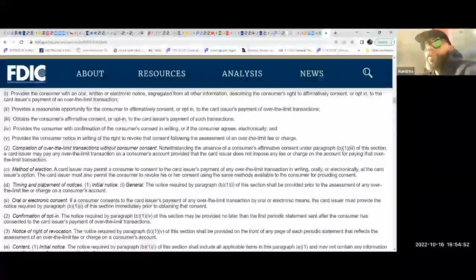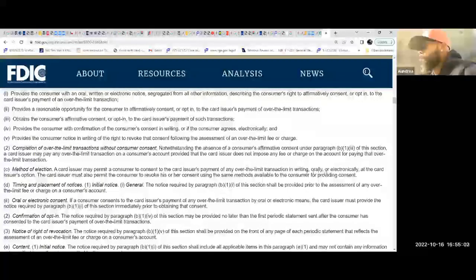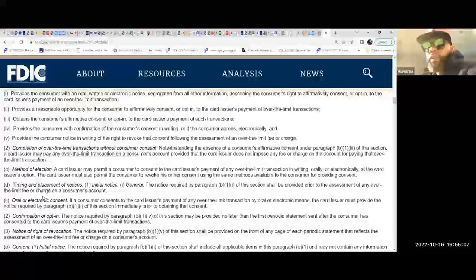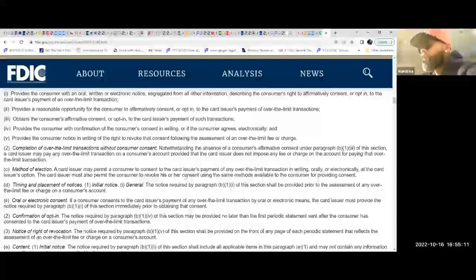So it says method of election. A card issuer may permit a consumer to consent to the card issuer payment of an over-the-limit transaction in writing, orally, or electronically at the card issuer's option. The card issuer must also permit the consumer to revoke his or her consent using the same methods available to the consumer for providing consent.